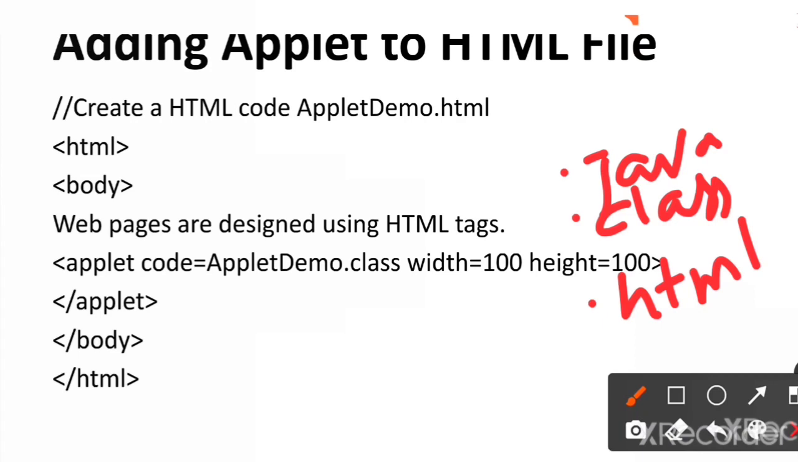Now, to run an applet, we require either a Java enabled web browser or a Java applet viewer. If you use a Java enabled web browser, we will be able to see the entire web page containing the applet. But if you use the applet viewer tool, we will see only the applet output, not the other information, that is, the web page information.